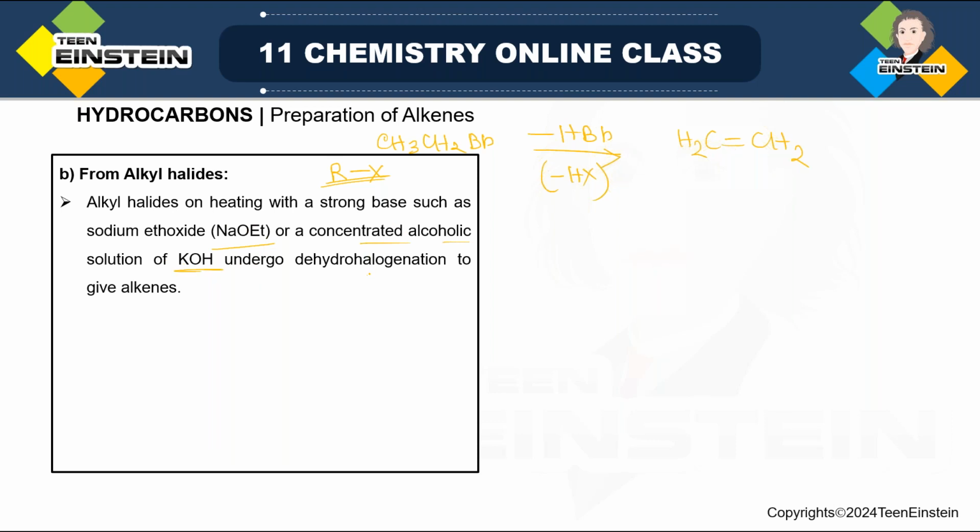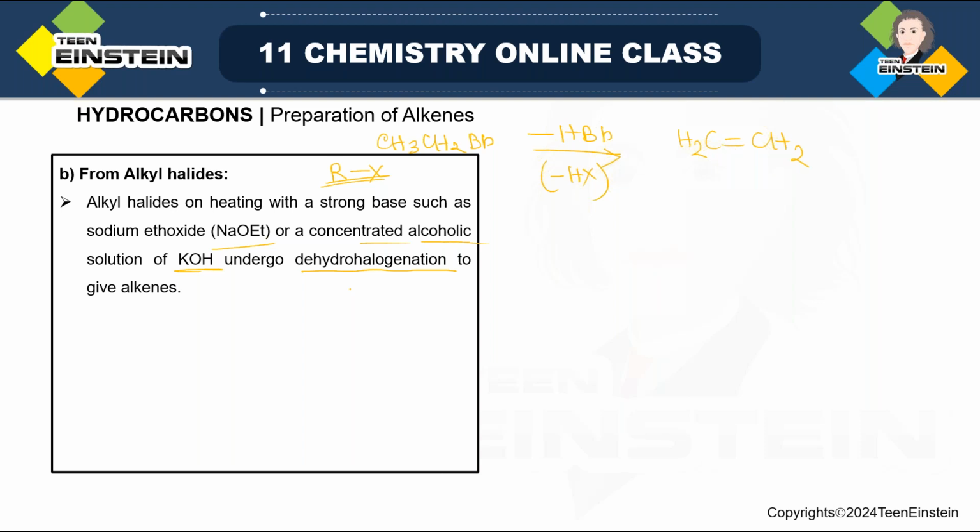Remember, it is not aqueous solution of KOH, it is alcoholic solution. Because your starting material is alkyl halide, which will be better soluble in some alcohol, not water. So always alcoholic solution of KOH, and it will be undergoing dehydrohalogenation.